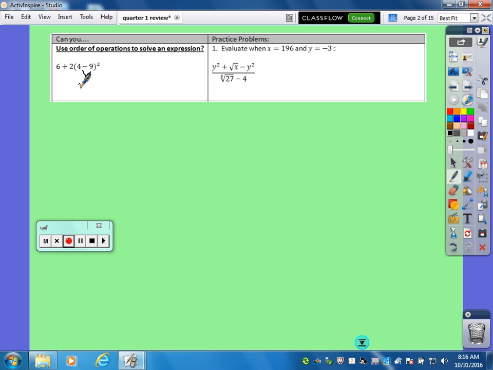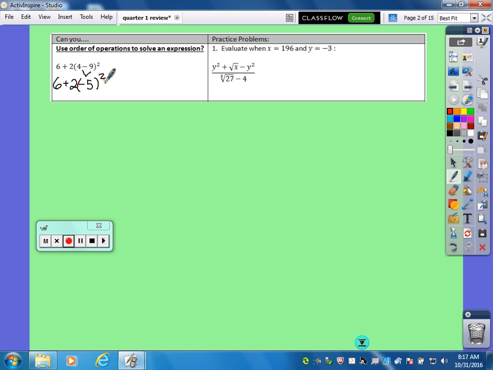4 minus 9 is negative 5, but then I've got the squared on the outside, so I can't drop the parentheses yet. I've got the 2 right here, and then this plus 6 on the outside. Now I know it's really easy right here to want to say 6 plus 2, but remember that there is multiplication right here in between the parentheses and this 2. So you cannot go and say 6 plus 2 yet. So instead what we need to do next is the E part of our PEMDAS, our exponents.